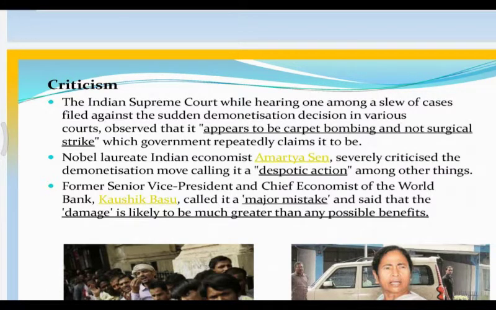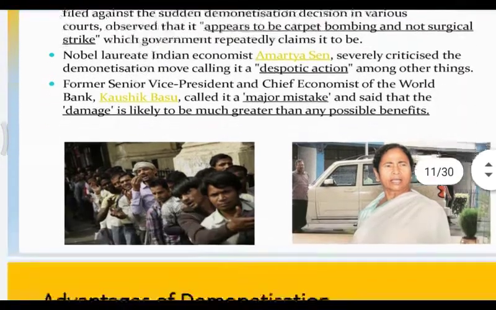Amartya Sen, Nobel Prize winner in economics, severely criticized the demonetization move, calling it a despotic action among other things. Former senior vice president and chief economist of the World Bank, Kaushik Basu, called it a major mistake and said that the damage is likely to be much greater than any possible benefits.